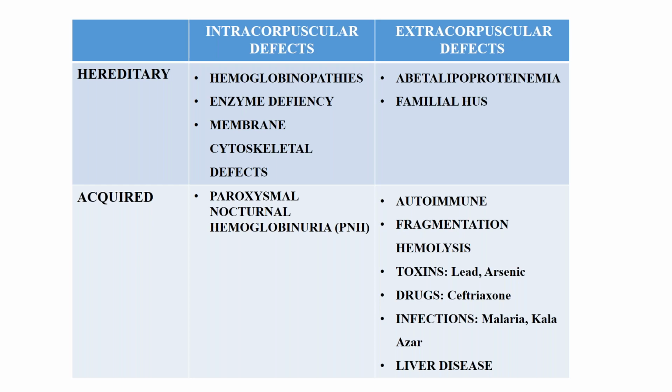So intracorpuscular defects, which are mainly hereditary, are mostly hemoglobinopathies, your enzyme deficiencies, your membranous defects, while acquired causes include paroxysmal nocturnal hemoglobinuria. While extracorpuscular defects are mostly acquired causes, that is autoimmune, fragmentation hemolysis, because of drugs, toxins, infections. While hereditary causes can be familial HUS, that is hemolytic uremic syndrome, or it can be abetalipoproteinemia.